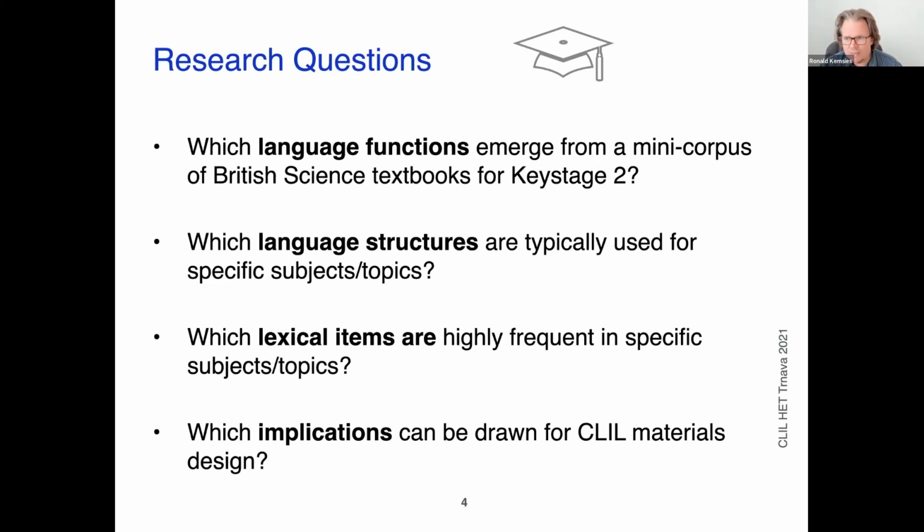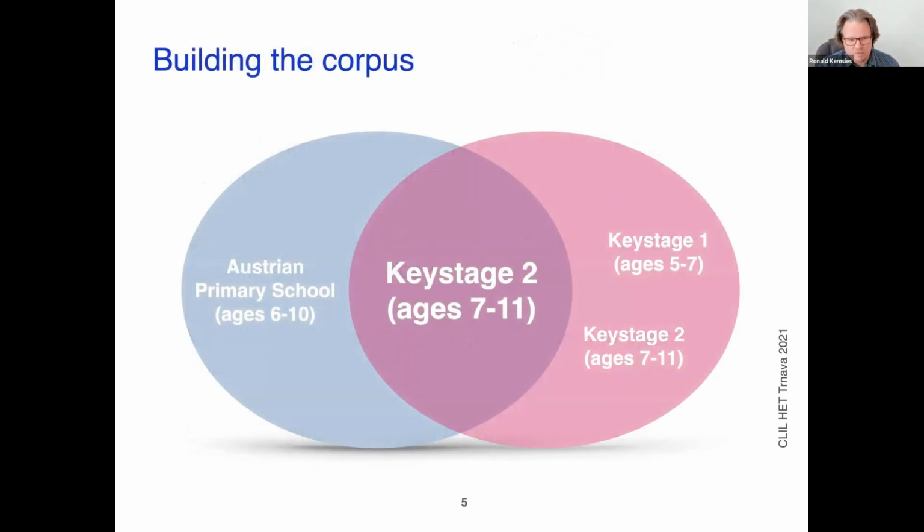We had a look at the primary level, and the reason why we did that was because in Austrian primary schools, teachers are supposed to use CLIL when they're teaching English. And the problem is that teachers in primary schools, in Austrian primary schools, are not necessarily trained language teachers. So this is a challenge, and this is why they need a lot of support. Now, basically, what you see here in this little Venn diagram, the overlap between the age range in Austrian primary schools and the age range in British primary schools, for that matter, overlaps in key stage 2, so ages 7 to 11. And so this is why we chose this specific age group to have a look at.